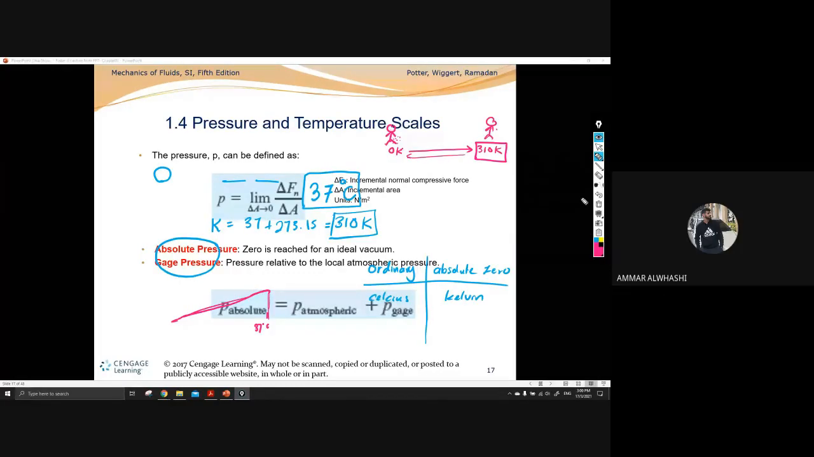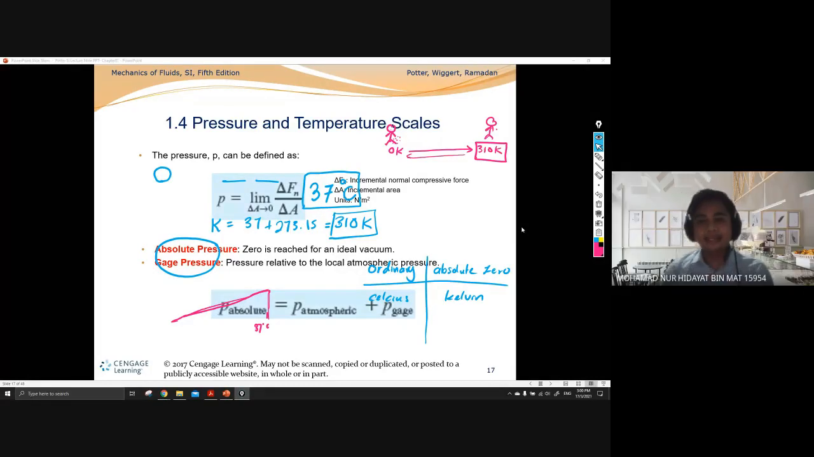Sorry for interrupting, Doctor. Can we use Kelvin in our life? I mean, tomorrow you come to me and ask what's my body temperature, and I tell you 310 Kelvin. It will not make sense. But for your calculation, it makes sense. Your calculation must use Kelvin. When you go outside, you should use the ordinary one.